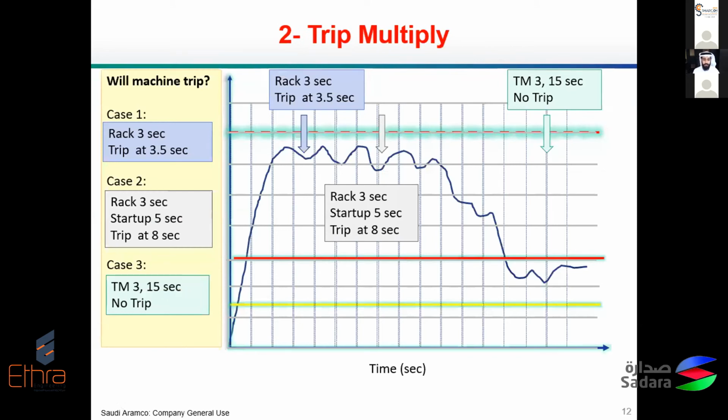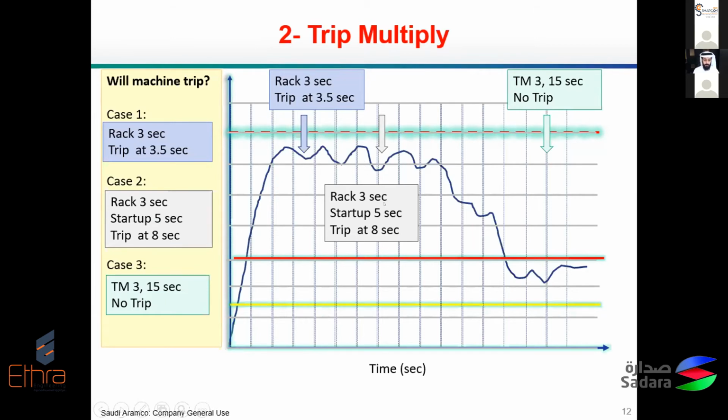So if you can see, case 1 is basically when the machine has a 3 second configuration for the danger. And that means that starting when the machine started, it will have 3.5 seconds in total because of the 0.5 seconds when the channel is actually exceeding the danger. The other case is when you have a startup configured, and that will again add the 5 seconds plus the 3 seconds. So you will have 8 seconds in total to trip.